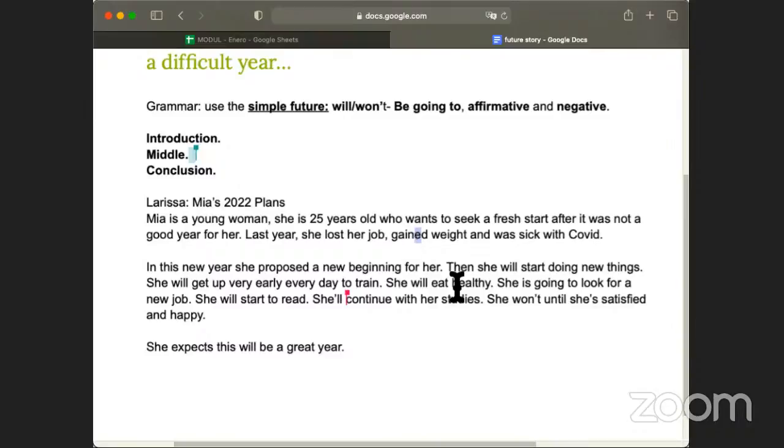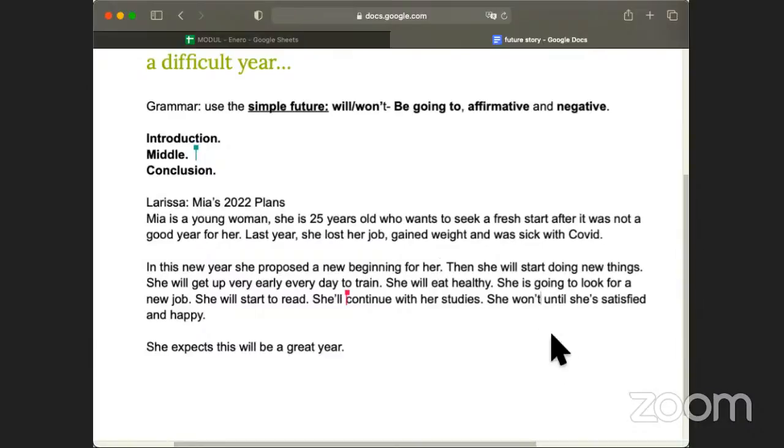Then she will start doing new things. She will get up very early every day to train. She will eat healthy. She is going to look for a new job. She will start to read. She'll continue with her studies. She won't until she's satisfied and happy. She expects this will be a great year.